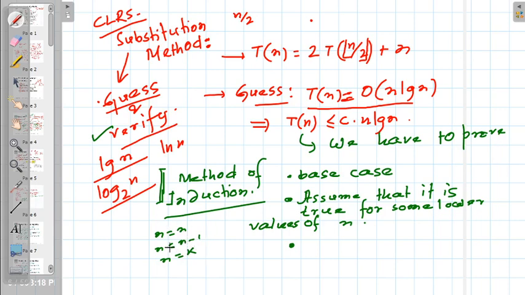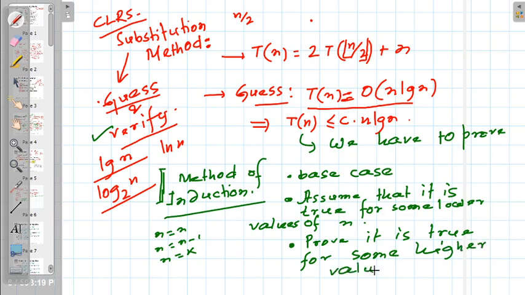Some lower values of n. And then we have to prove that it is true for some higher values. So this is the three-step process that we have to remember for this verifying process. Okay, so now we have done this, Tn less than or equal to Cn log n.